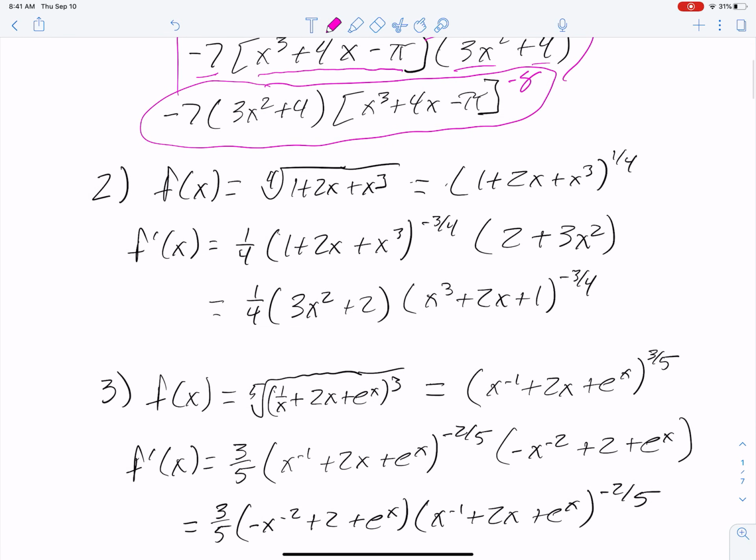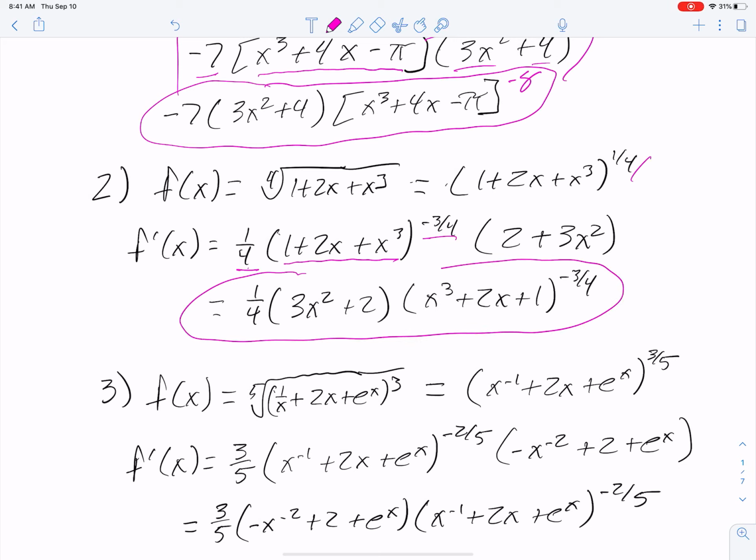All right, number 2, took the time to rewrite my fourth root as 1/4 exponent. So I need to take the derivative of something to the 1/4 power, and that's going to get me 1/4 times something to the negative 3/4 power. And then of course that something was the function that was already inside there. And my derivative for 1 plus 2x plus x cubed gets me 2 plus 3x squared. And again, I'll rewrite. Mathematically, we don't have to, but typically people put the shorter polynomial first.